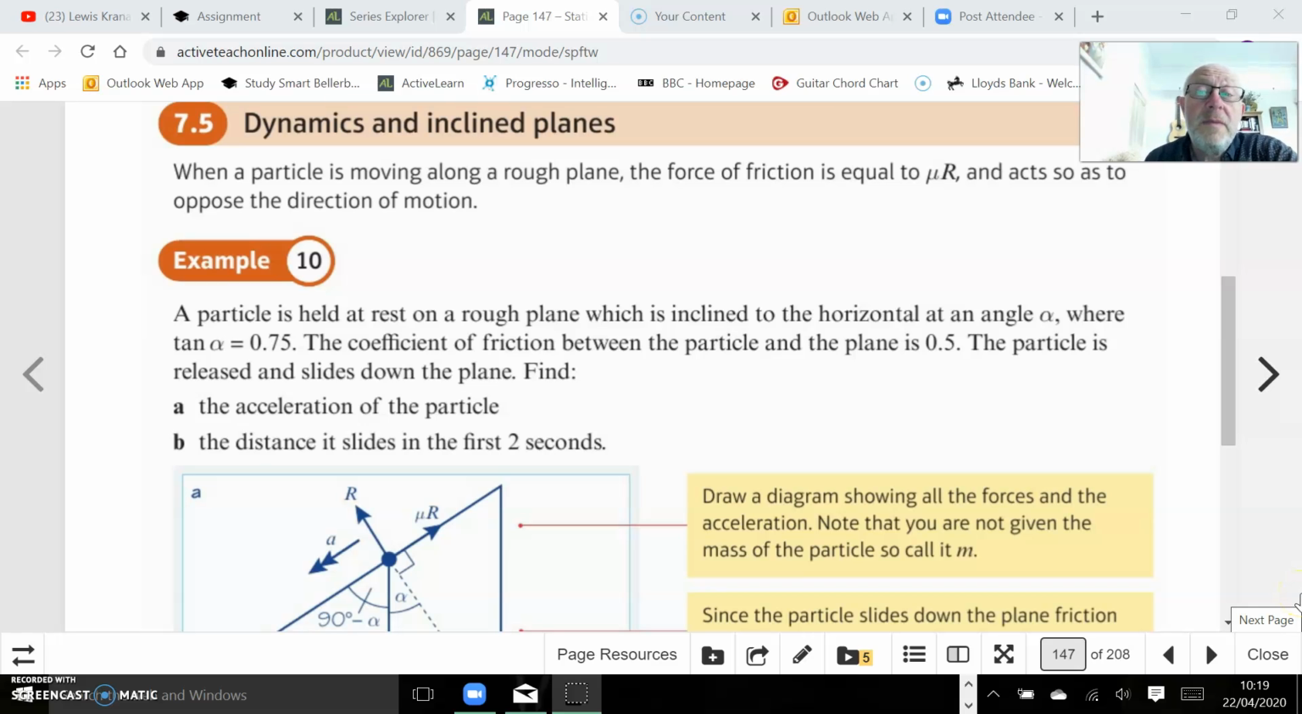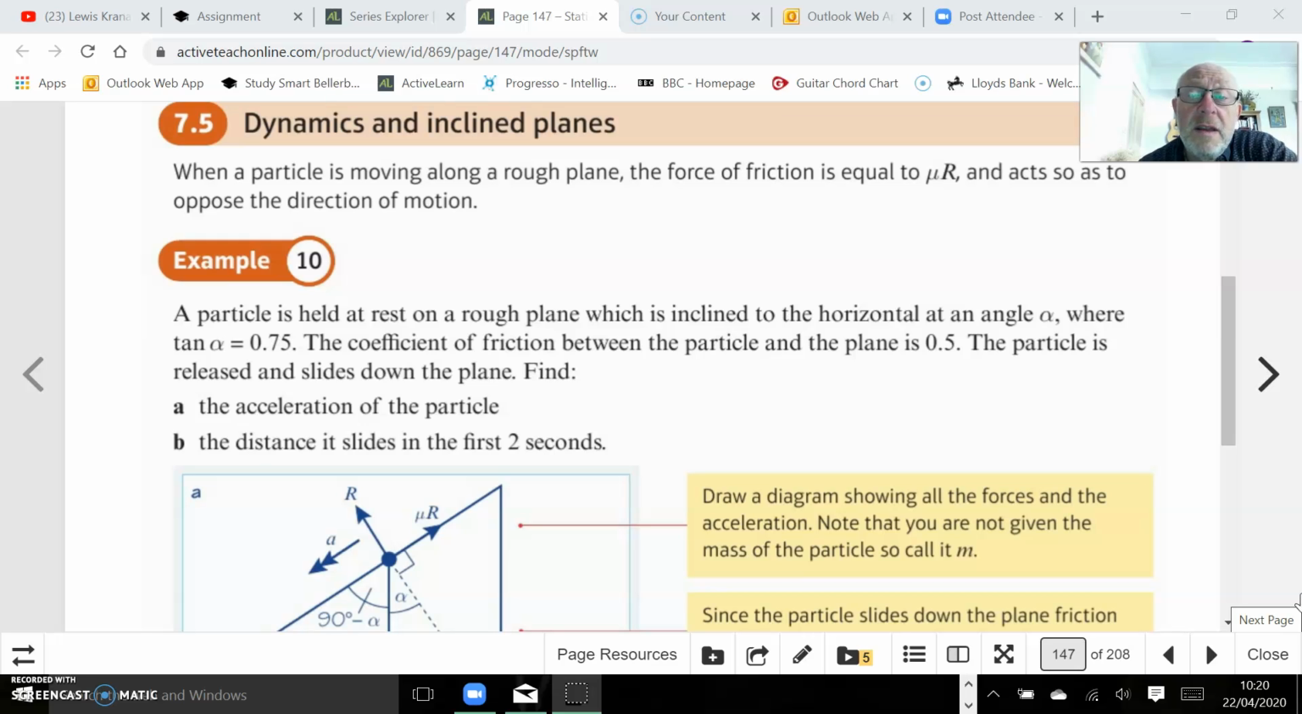Hello everybody. This lesson involves section 7.5 on page 147 of Statistics and Mechanics Book 2 on dynamics and inclined planes. This involves particles moving down a rough plane. Now in chapter 5 we looked at particles moving down a smooth plane.